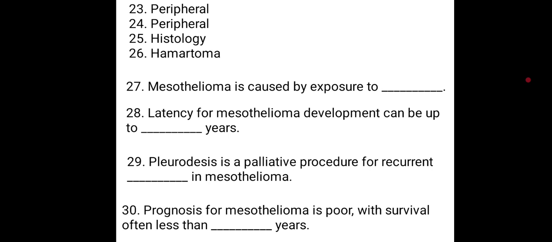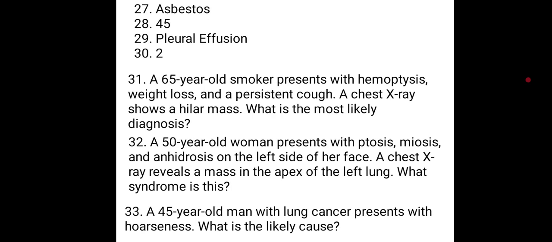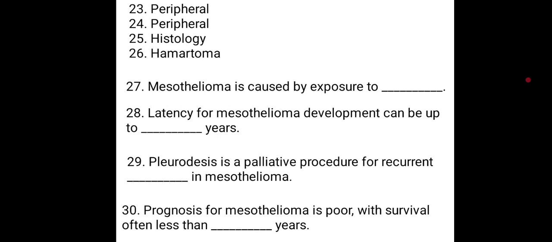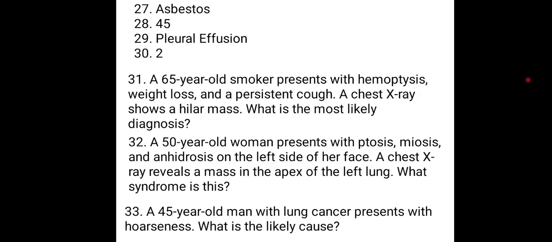Asbestos. Mesothelioma is caused by exposure to asbestos. That's 27. 28 is 45. Latency of mesothelioma development can be up to 45 years. 29 is pleural effusion. Pleurodesis is a palliative procedure for recurrent pleural effusion in mesothelioma. And number 30 is 2 years. Prognosis for mesothelioma is poor, but survival is often less than 2 years.